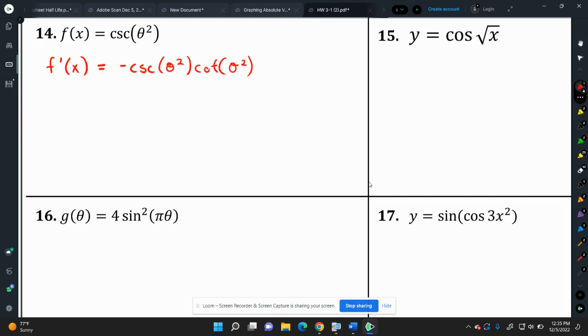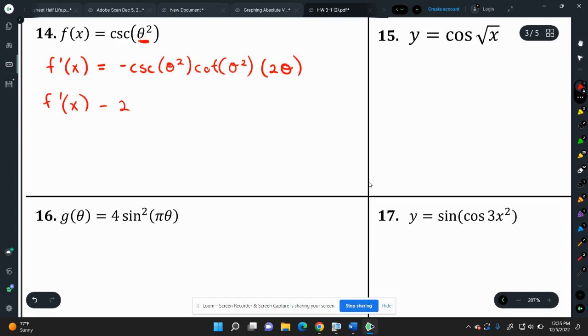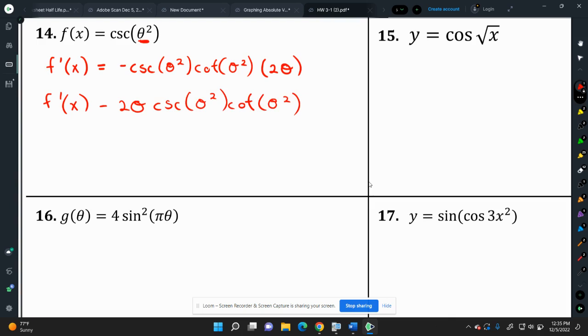So that's the outside part. Now we have to take the derivative of the inside, which is the theta squared. So that gives us 2 theta. So we get f prime of x equals negative 2 theta cosecant theta squared cotangent theta squared. Because the inside part was so simple, I didn't do a U substitution. So the outside and then the inside, right?